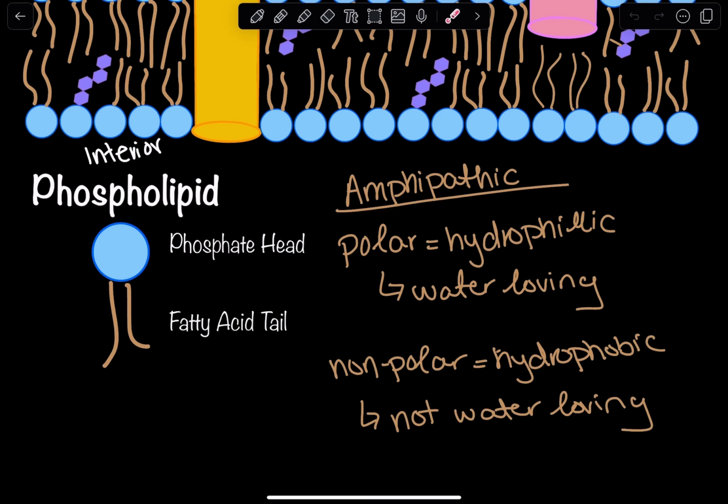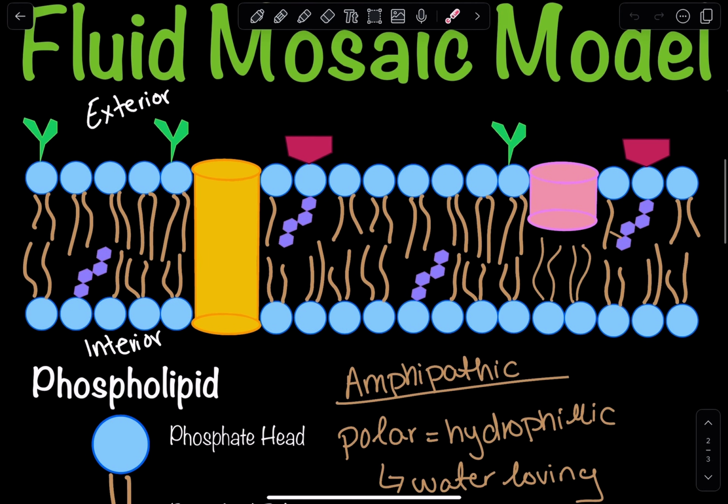That is very important because the amphipathic nature of the phospholipid governs the structure of the cell membrane. Now, what does that mean? If we take a look at the cell membrane, we can see that the fatty acids are all facing each other, whereas the phosphate heads are facing away. So the phosphate head on this side is facing the exterior of the cell, and the phosphate head over here is facing the interior of the cell.